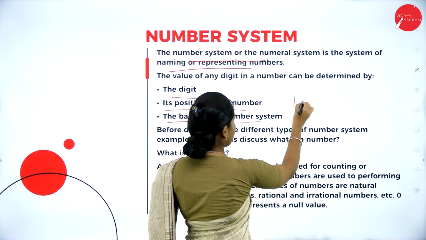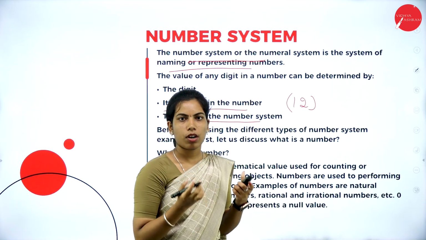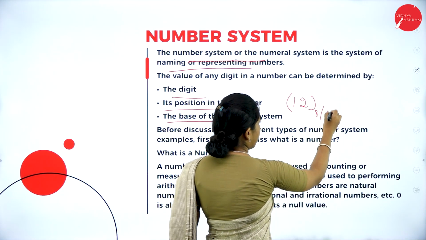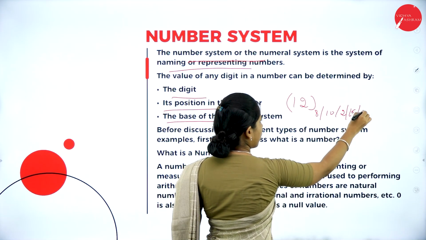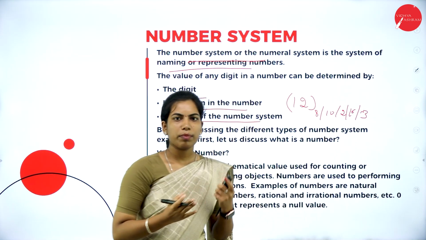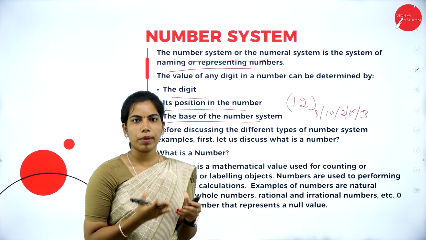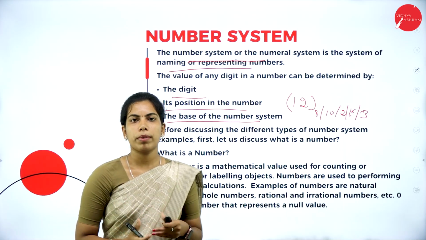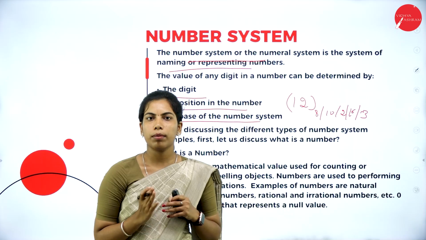If I write a number inside parentheses, I have to write a base or the radix value, that is 8, or 10, or 2, or 16, or 3. These are some of the base or radix values which could be represented. Why? Because we need to know which number belongs to which number system. That's why the base or the radix value matters.